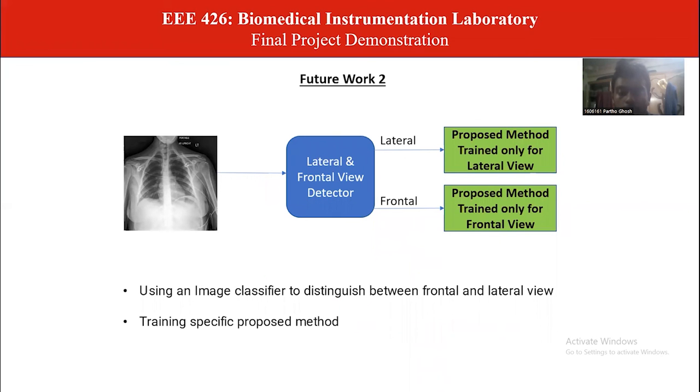Secondly, we saw that our model performs very poorly on the lateral view images. To handle that, we can use an image classifier that can distinguish between lateral and frontal views and then pass the image accordingly to the corresponding model specifically trained for that.